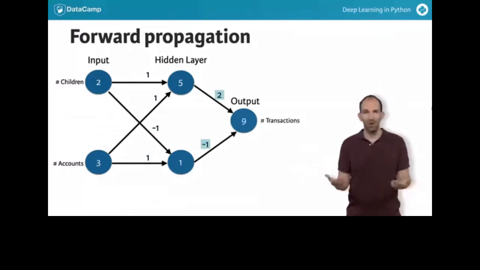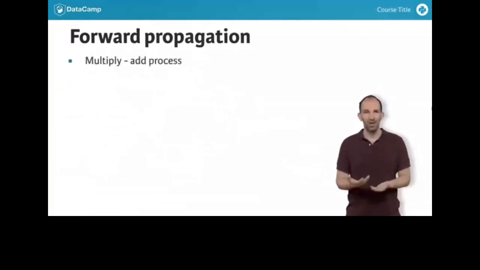That's forward propagation. We move from the inputs on the left to the hidden layer in the middle, and then from the hidden layers to the output on the right. We always use that same multiply and then add process. If you're familiar with vector algebra or linear algebra, that operation is a dot product. If you don't know about dot products, that's fine too.